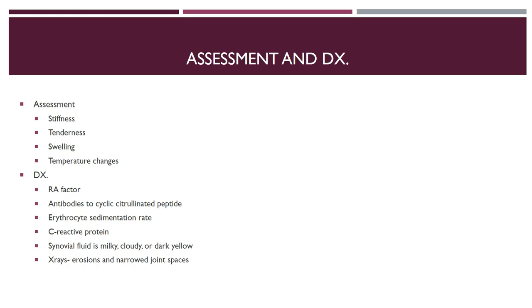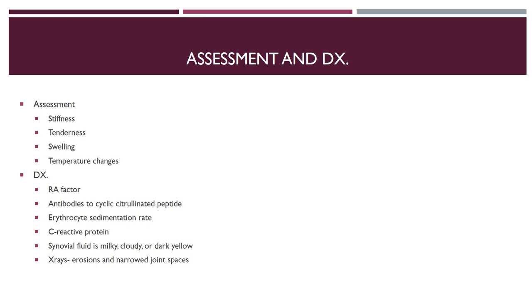To diagnose RA, you're going to have to do blood work for RA factor. You're going to look for antibodies to cyclic citrullinated peptide. You're also going to do your erythrocyte sedimentation rate, C-reactive protein, and synovial fluid, to test it to make sure that it's not milky or cloudy or dark yellow. And you also do x-rays, which show the erosion and the narrowing of the joint spaces. So again, for the most part, you're really just assessing, and then you also do some diagnostic studies, especially the blood work.